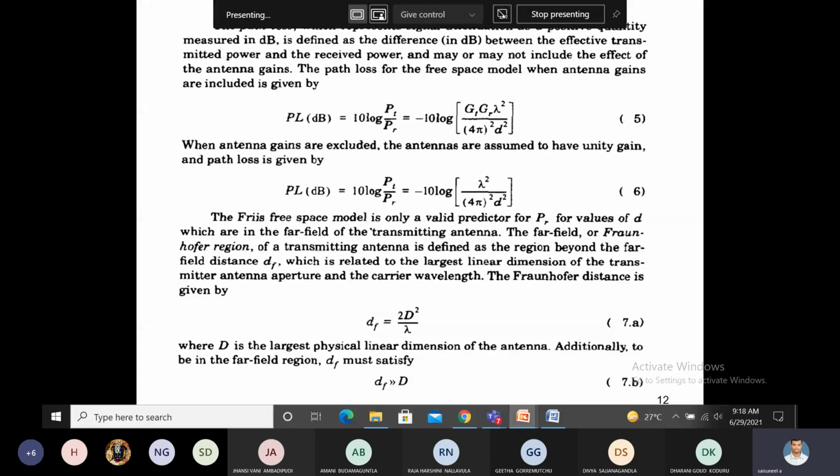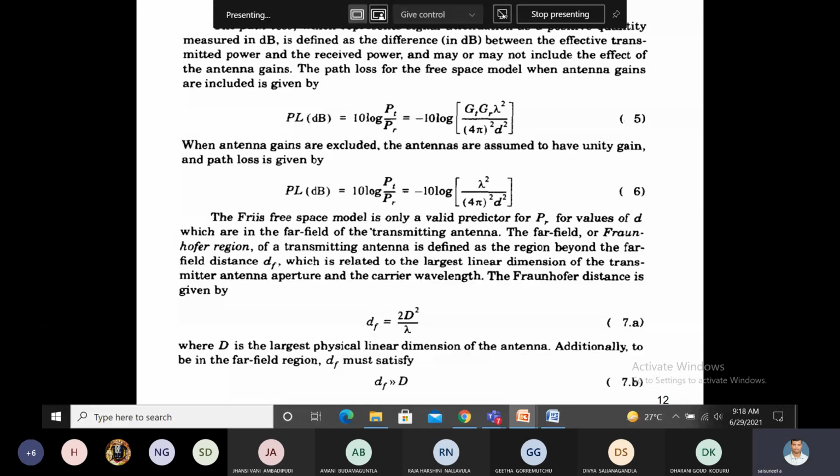Path loss calculations. Suppose we assume that the gains of the antennas are unity, nothing but equal to 1. Then equation 5 becomes the path loss in terms of dB, which is equal to 10 log PT by PR, which is equal to minus 10 log lambda square by 4 pi square D square. These are equations 5 and 6, which are used to calculate the path loss in free space.